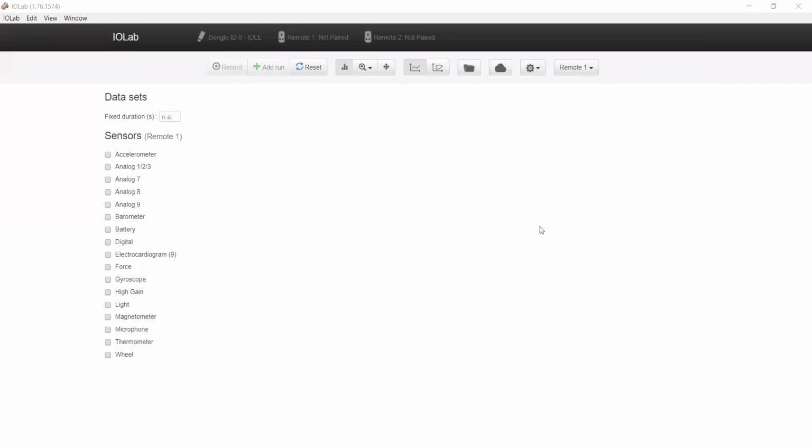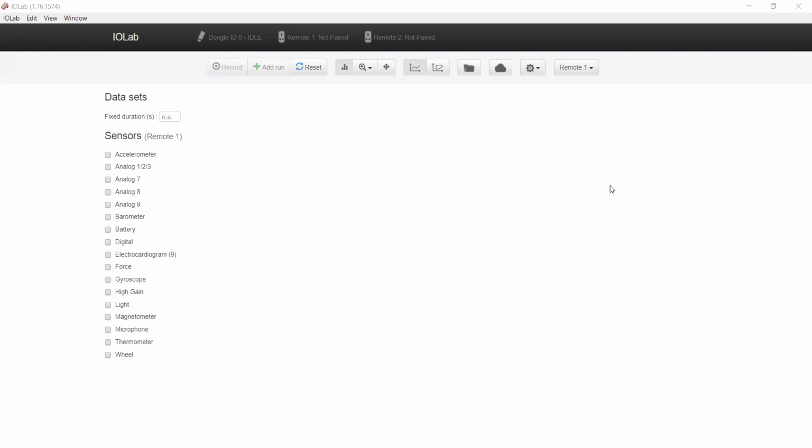Hello everyone. So here we are doing lab 3, based on real-time physics integrated into the IOLab software developed in University of Oregon, Portland State University.